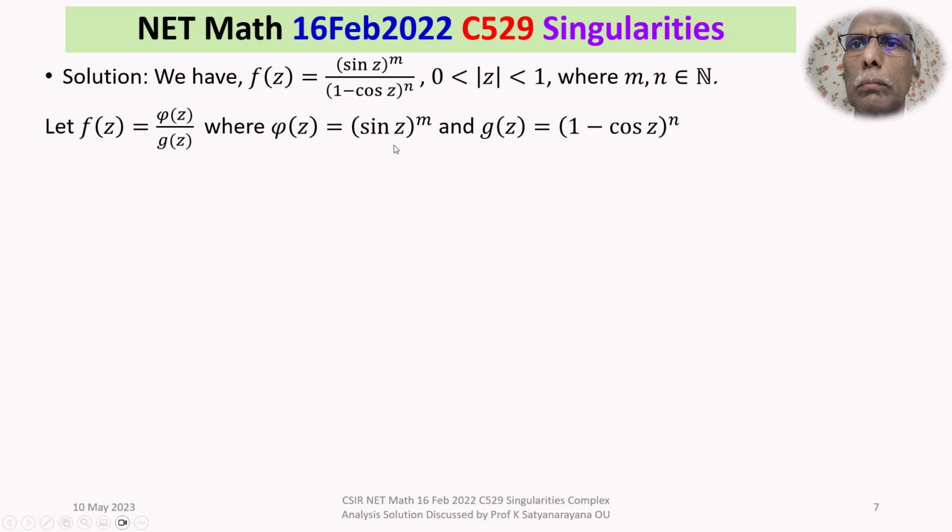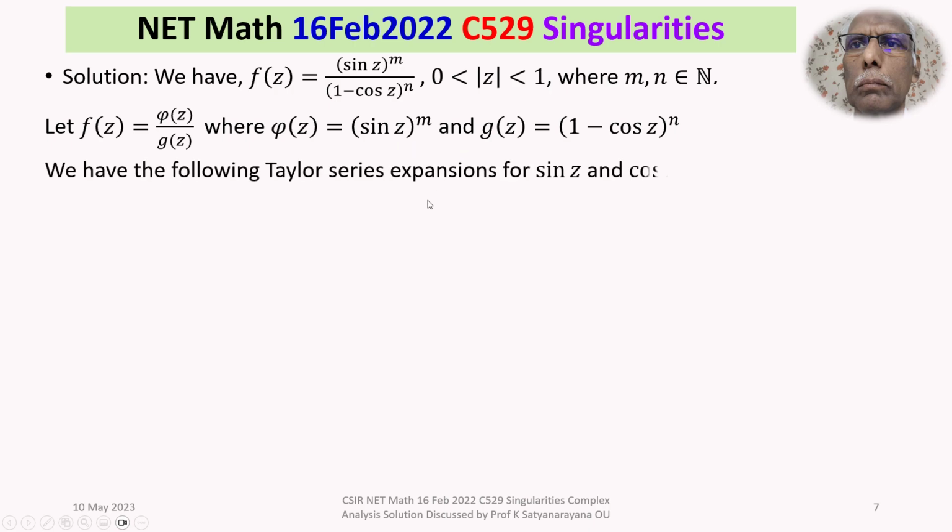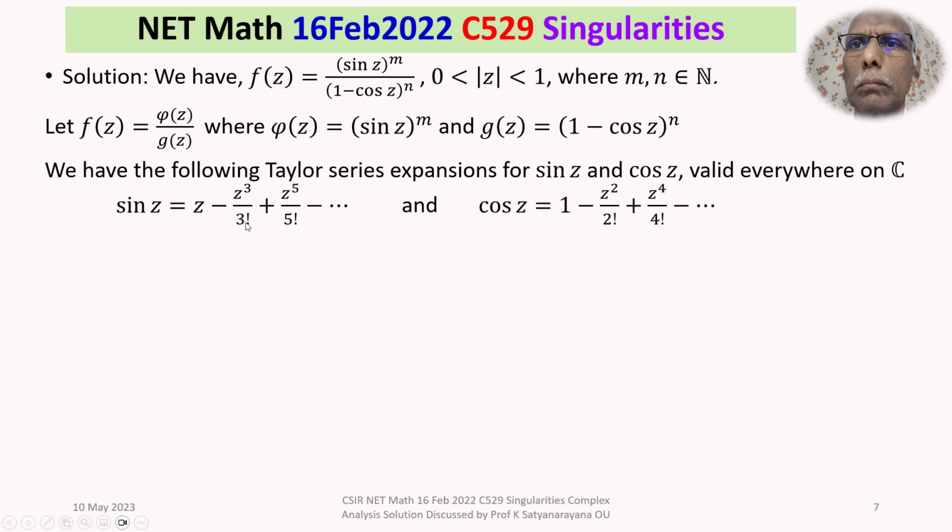And we have the expansions of sin z and cos z, that is the Taylor's expansions, which are valid on the whole of the complex plane. They are sin z is equal to z minus z cube by 3 factorial plus z to the power of 5 by 5 factorial minus so on and so forth, and cos z is equal to 1 minus z square by 2 factorial plus z to the power of 4 by 4 factorial minus so on and so forth.